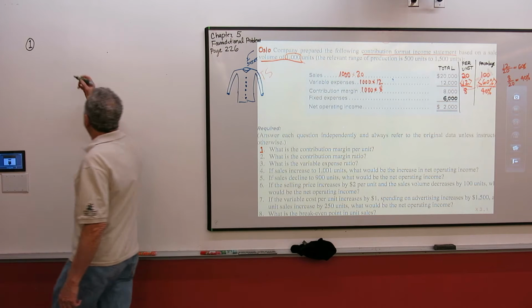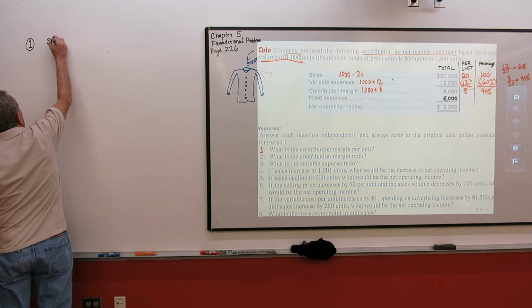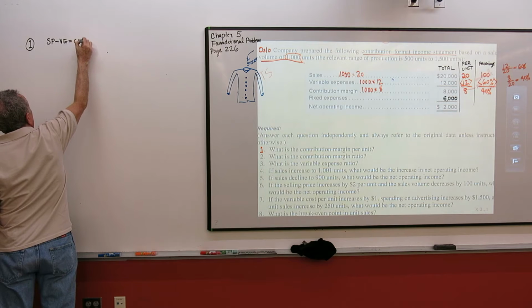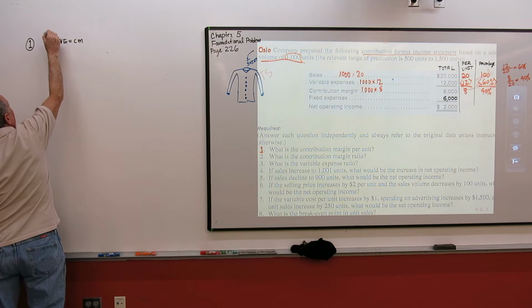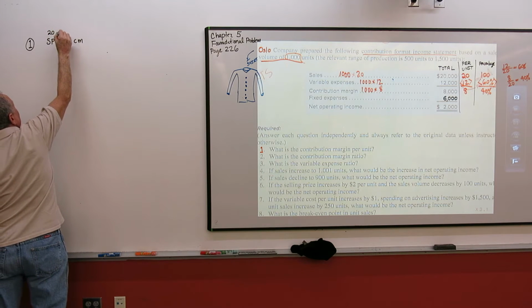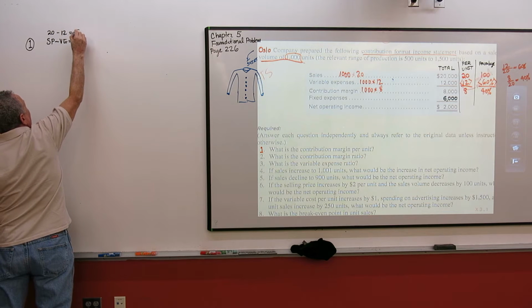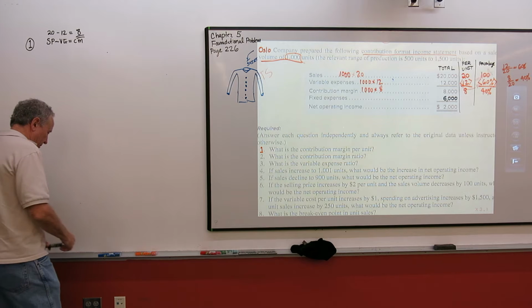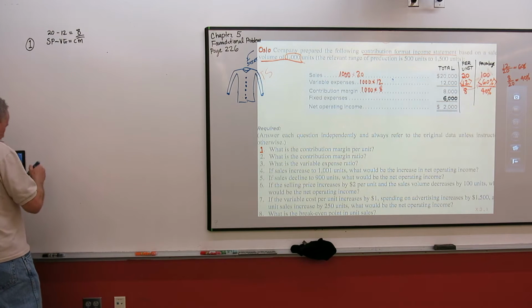Contribution margin, if you want to put that in terms, it's what? Selling price minus variable expenses is equal to the contribution margin per unit. So the selling price is 20 in this case. The variable expenses are 12, and that equals 8. And that's our answer. All right. Let's do number 2.